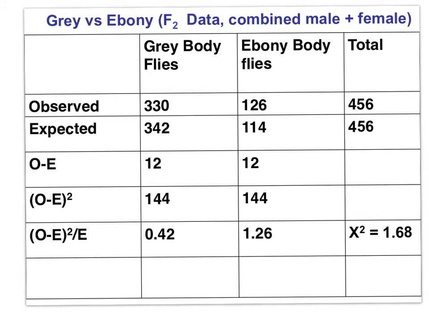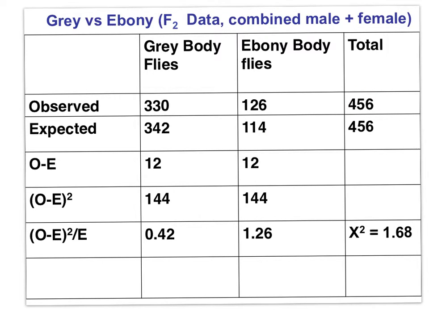Here is the same data that I presented 2 slides back, but in this slide I'm only presenting F2 data, and I've combined males and females to get a total number of gray flies and a total number of ebony, and the total number of flies counted being 456. And I use 456 to determine my expected values of 342 and 114. 342 is 3/4 of 456, and 114 is 1/4 of 456.